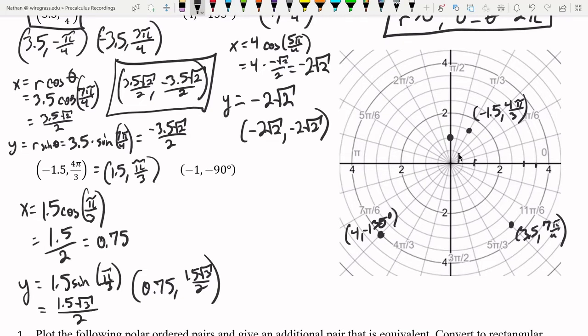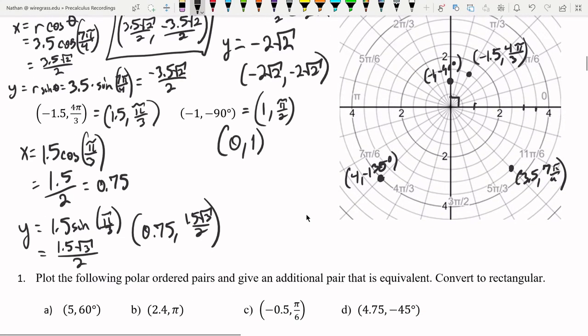This, of course, is the same thing as 90 degrees, 1 out. I can write 90 degrees here, or I could write pi over 2. Both the same thing. So that's going to be negative 1, negative 90 degrees. And the rectangular coordinates of this is very easy. This is just 1 up. It's 0 left or right and only 1 upward. That means this is the same thing as 0, 1 in rectangular coordinates. Okay, give it a try in number 1.